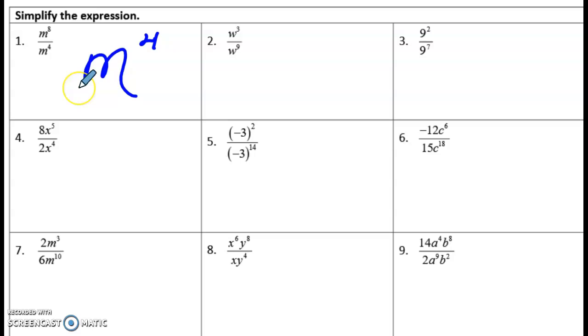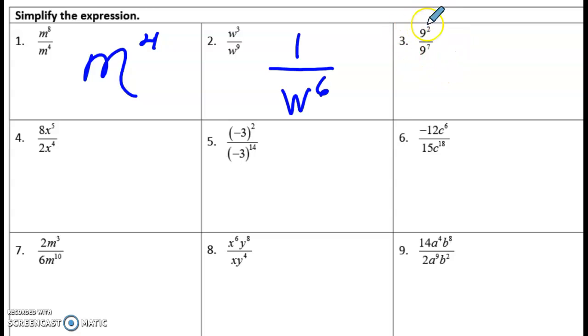You don't have to put a denominator of 1. You can, but you don't have to. In number 2, we have w to the 3rd over w to the 9th. There are more w's in the denominator. And how many more are there? There are 6 more, so the w stays in the denominator. And you want to put a numerator of 1 if nothing's there.